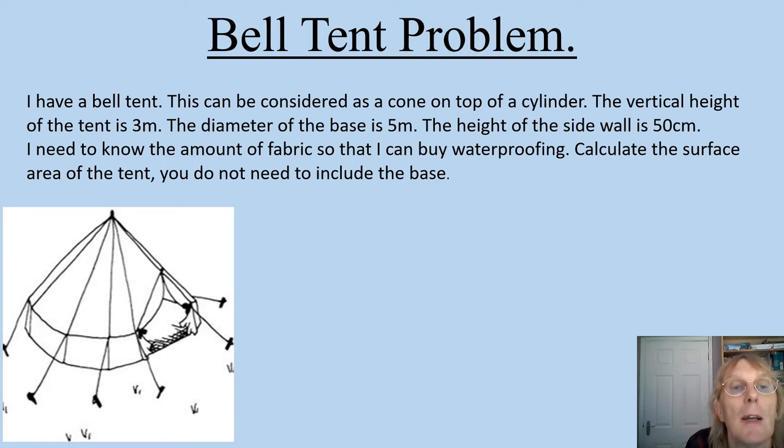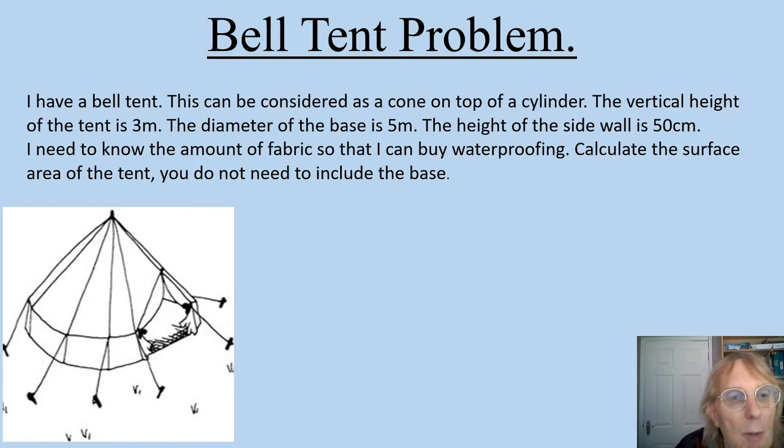It says, the bell tent can be considered as a cone on top of a cylinder. The vertical height of the tent is 3 meters. The diameter of the base is 5 meters. The height of the sidewall is 50 centimeters. I need to know the amount of fabric so I can buy some waterproofing, because waterproofing is to be used per square meter. So I need to calculate the surface area of the tent. I don't need to include the base. The base is made of a different material and that's not going to be involved.